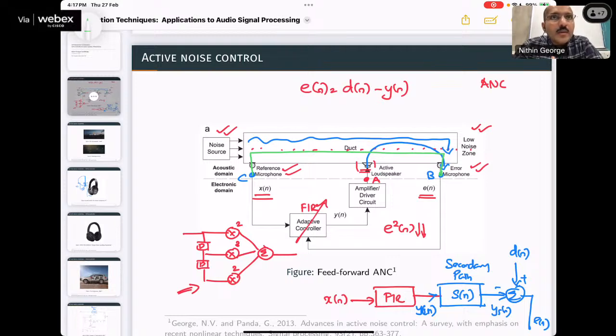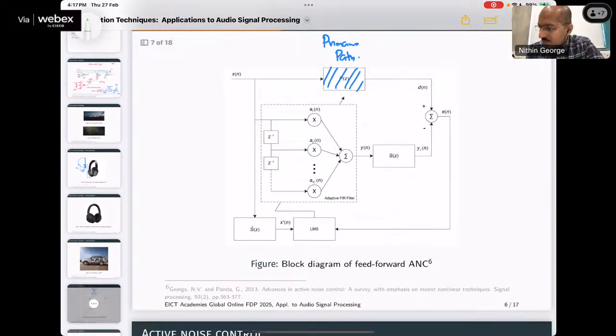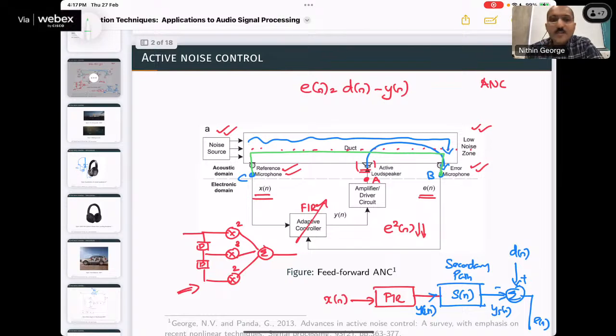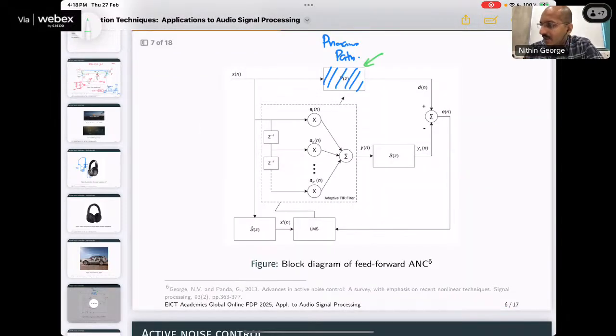Whenever I am doing algorithm development for physical systems, I should convert this physical system into a model. That model could be an FIR filter or a neural network or anything like that. So this P of Z is a model of the path from C to B. The path from A to B is given by S of Z. And this is my adaptive FIR filter.